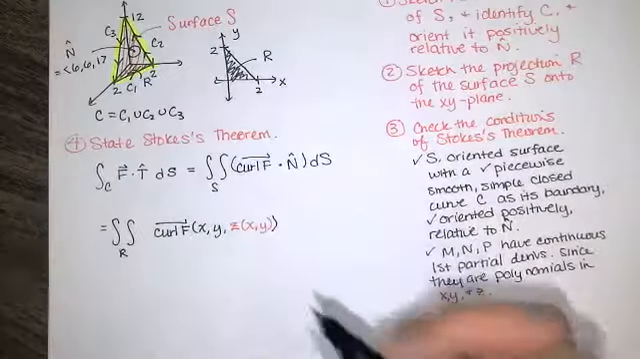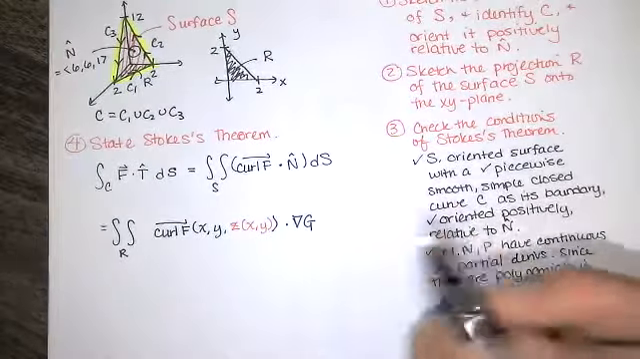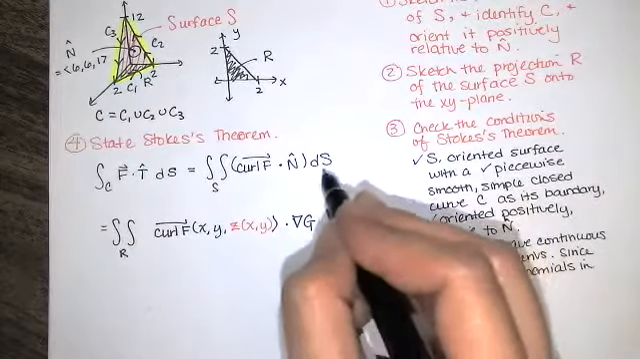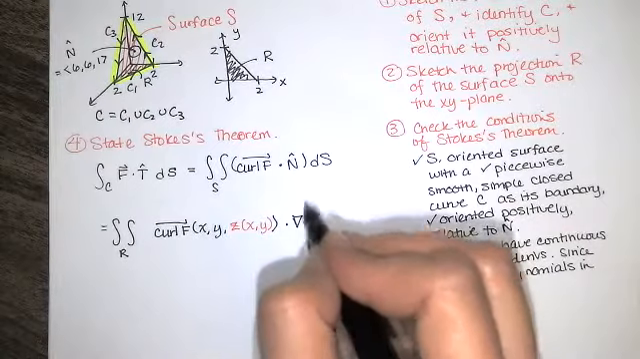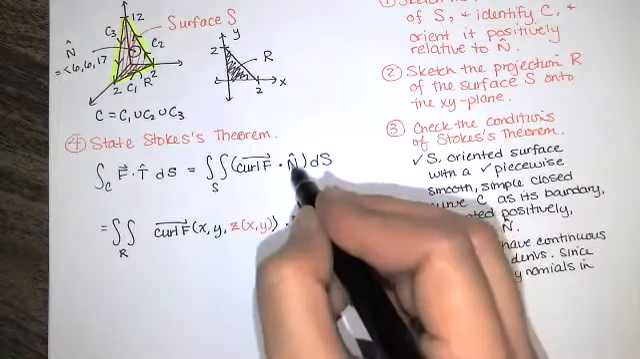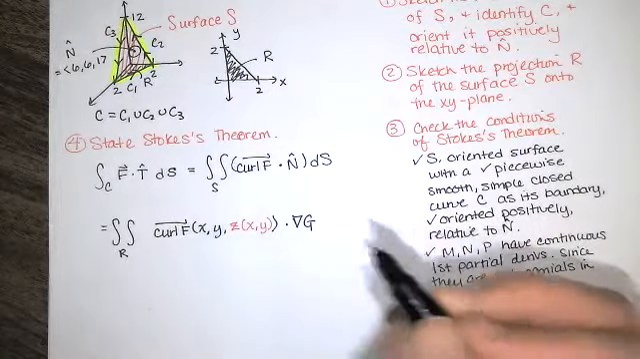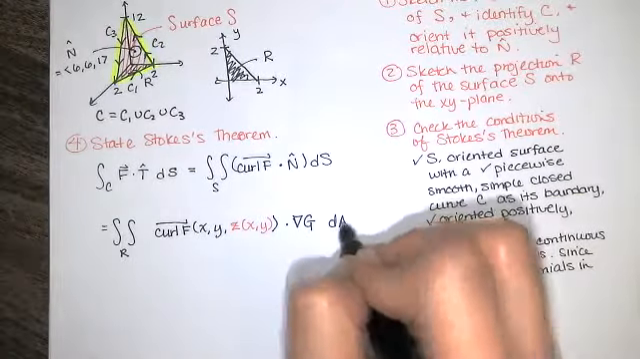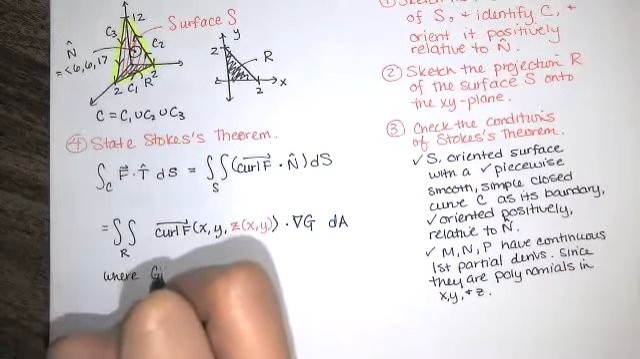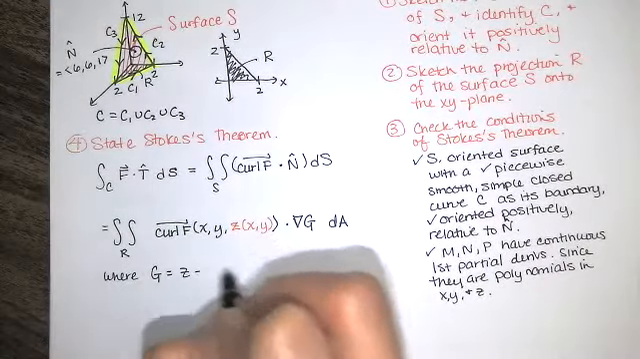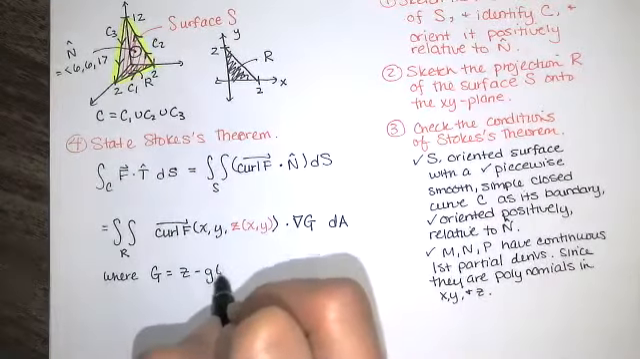And then n hat, remember that's the gradient of G, and ds had the magnitude of the gradient of G in it, and the magnitude of the gradient of G was in the denominator of this unit normal vector. But those magnitudes reduced, and we just ended up with a dA over here. And this is where G is z minus whatever z is in terms of x and y on our surface.